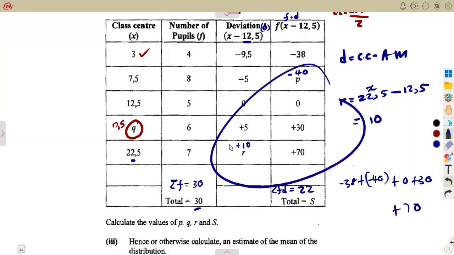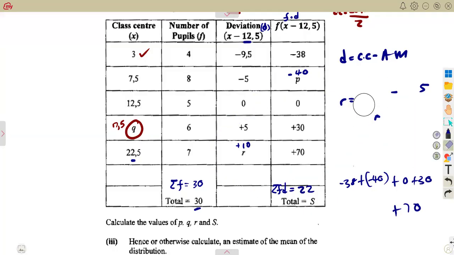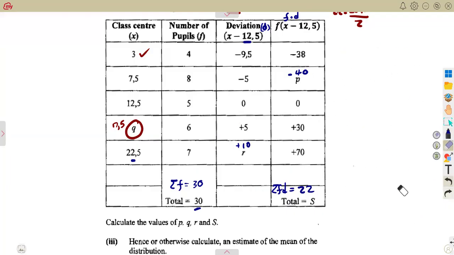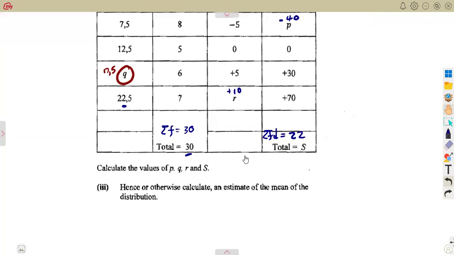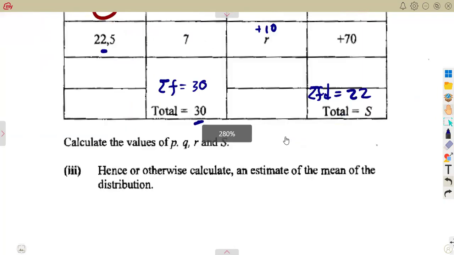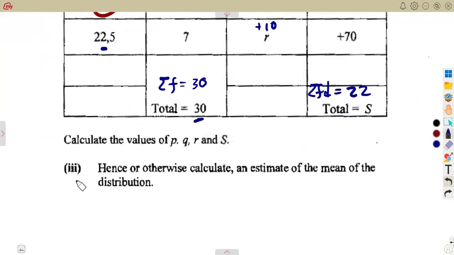So you see, you filled in your table. You have calculated these values, not actual to fill in, because they wanted you to calculate. So you have to calculate. So you have P, Q, R, and S. And from there, they are now saying hence or otherwise.